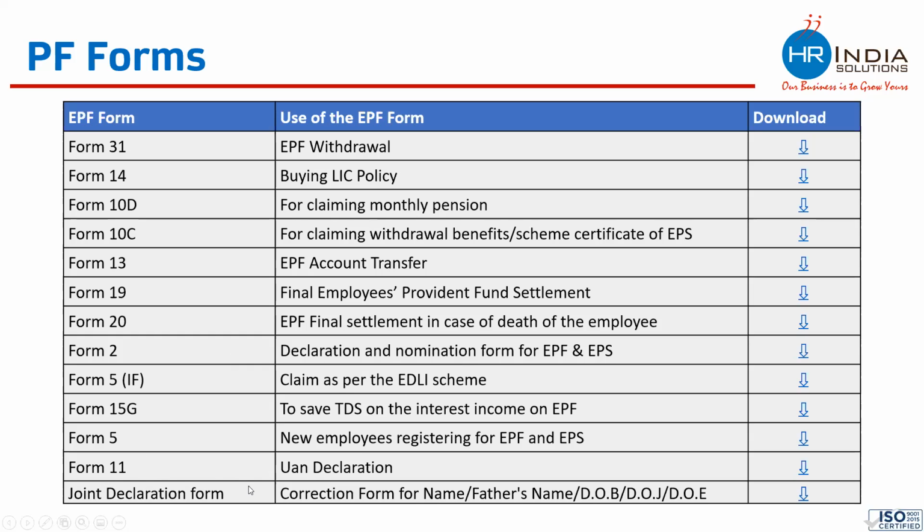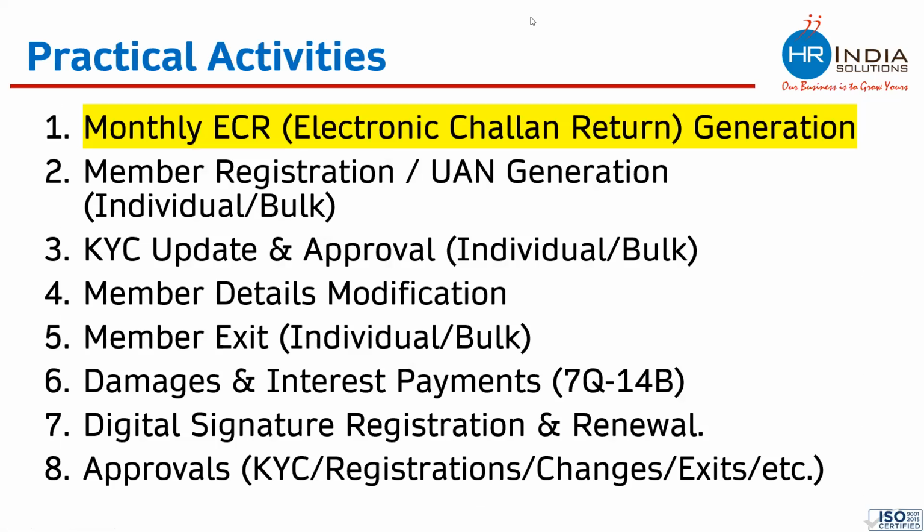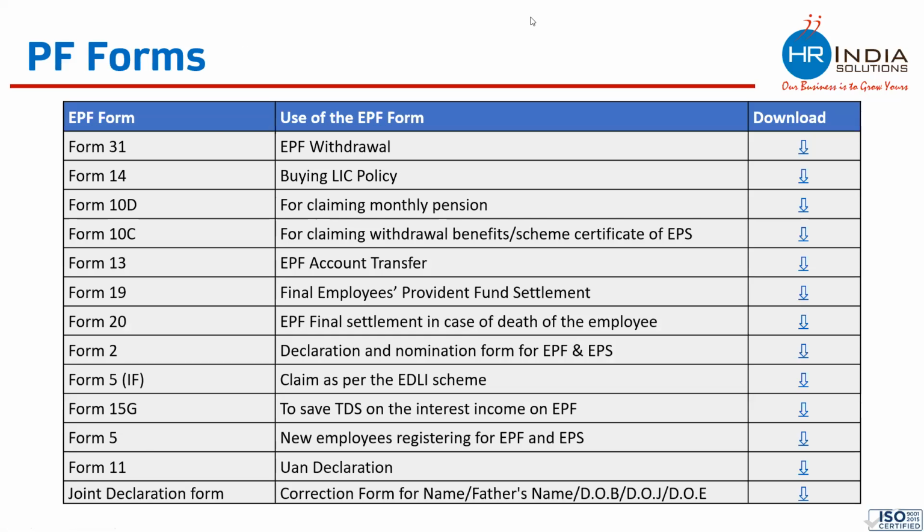Then there is a joint declaration form. Any kind of correction that is required, whether it is your name, father's name, date of birth, date of joining, date of exit, etc., you have the option to do those corrections by filling this joint declaration form. Earlier, this option was available offline only. Nowadays, all these activities can be done from your PF portal only. You just need to provide the documents for the change, and you can do it from your end. So these are the forms which are required in the EPF Act. And we are done with today's session. The theoretical part we have completed.